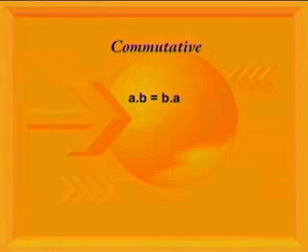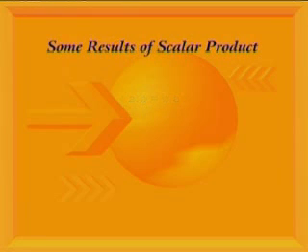This product is commutative. What I mean is that a dot b is equal to b dot a. Let us see. So this is the result, that a dot b is equal to b dot a. Addition is also commutative. That is a plus b is equal to b plus a. This has some beautiful results we can see here.